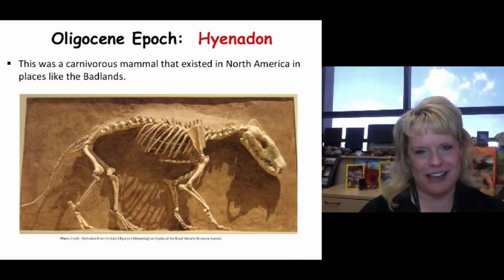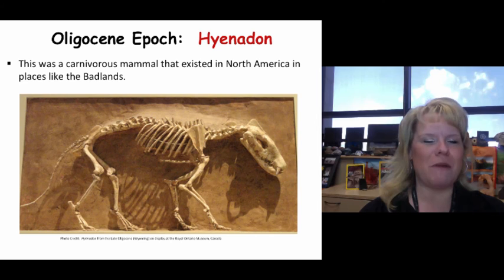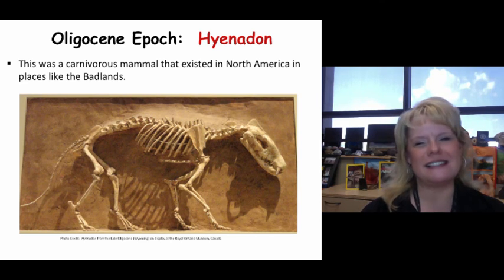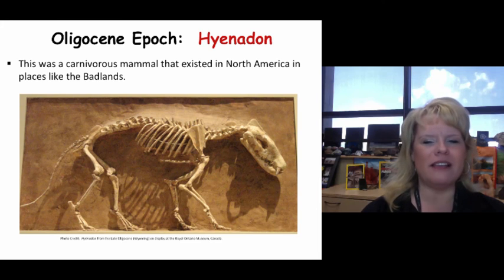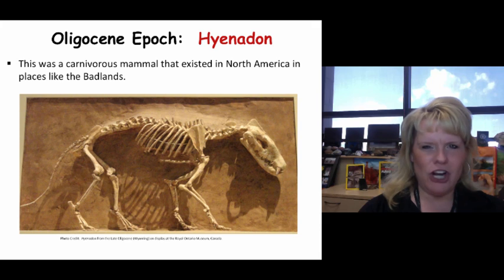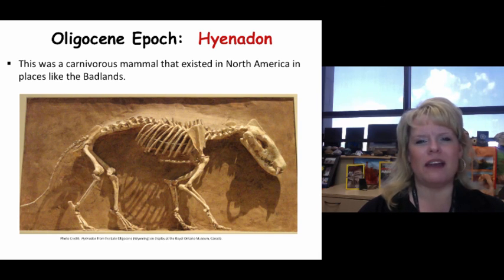Hyaenodon was not so nice. This would have been one preying on smaller animals that you'll learn about. This was a carnivorous mammal that existed all throughout North America in places like the Badlands. So it was very close to a modern day hyena, but it's just a different type of animal.